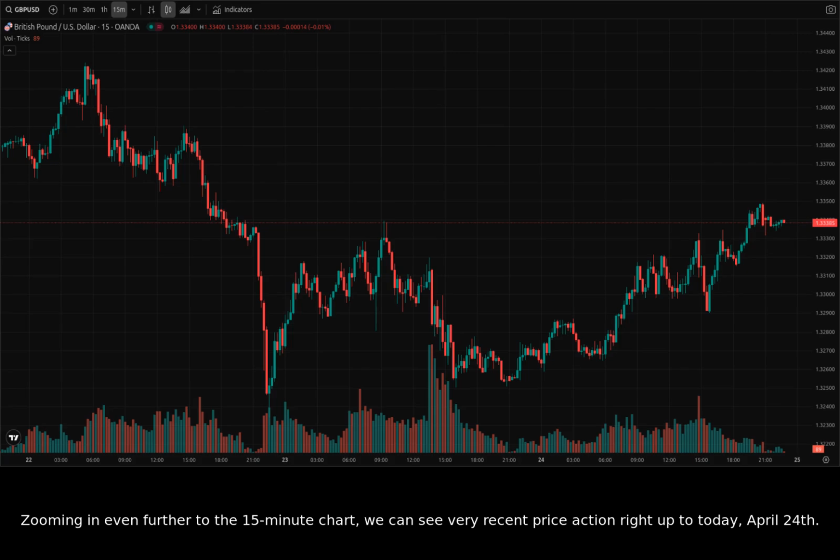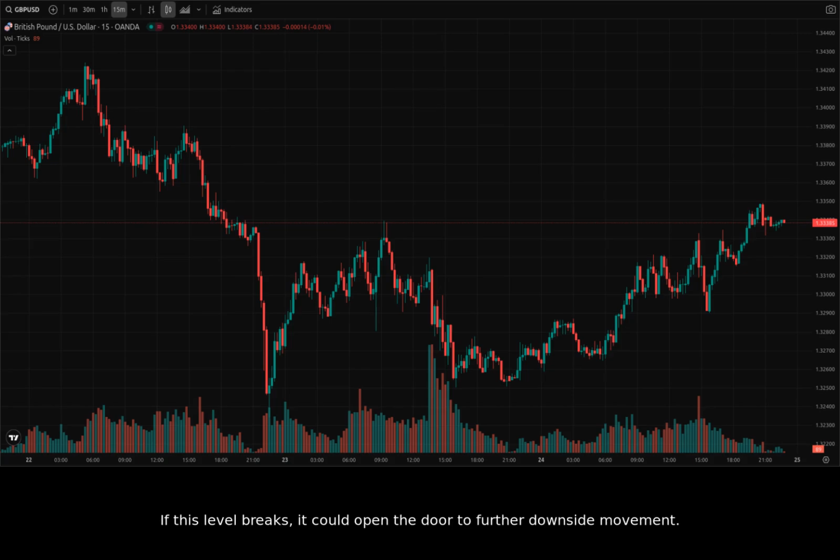Zooming in even further to the 15-minute chart, we can see very recent price action right up to today, April 24th. Notice the choppiness in price movement. The pair is struggling to establish a clear direction. We see a bit of a fight around the 1.3270 level, which could act as minor support in the short term. If this level breaks, it could open the door to further downside movement.